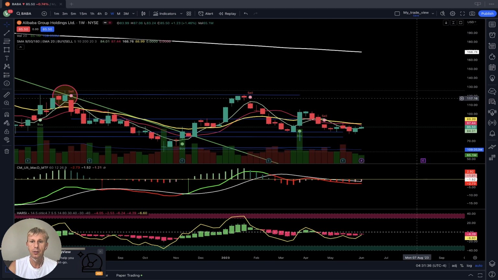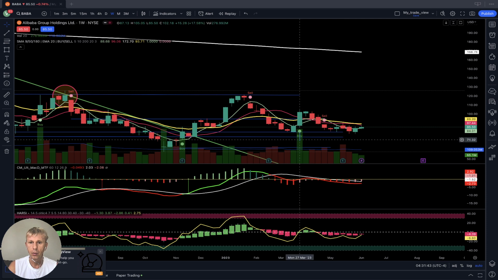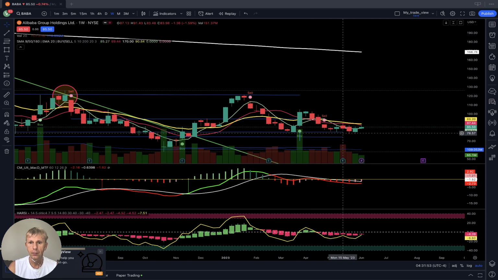Still a sell signal from the script. MACD red, Heikin-Ashi red. All indicators bearish. Has a bullish divergence, but still bearish. Bullish divergence on RSI. You see this? This blue line.